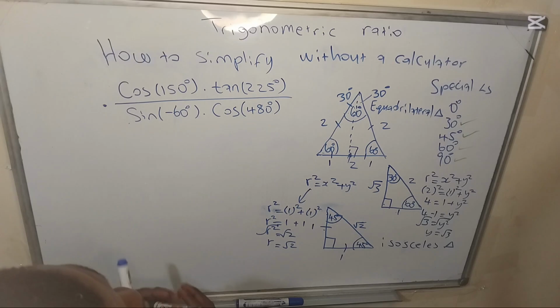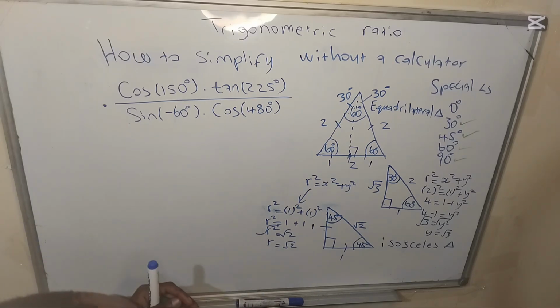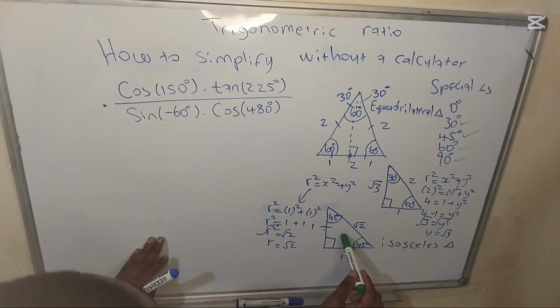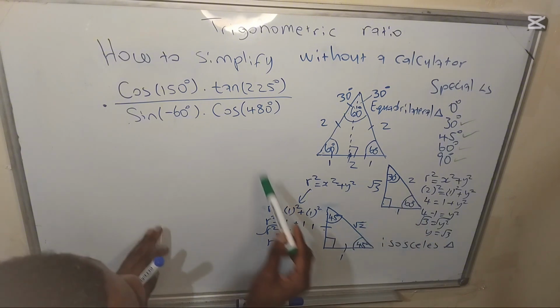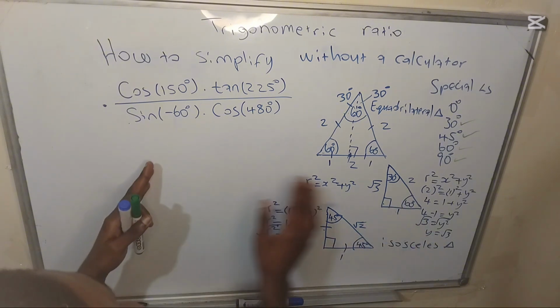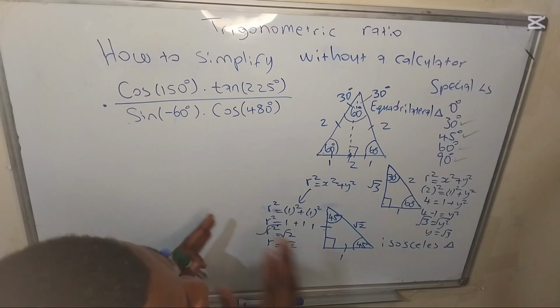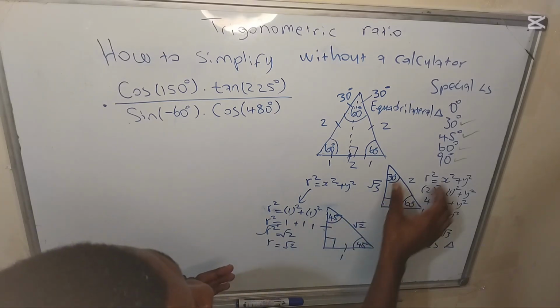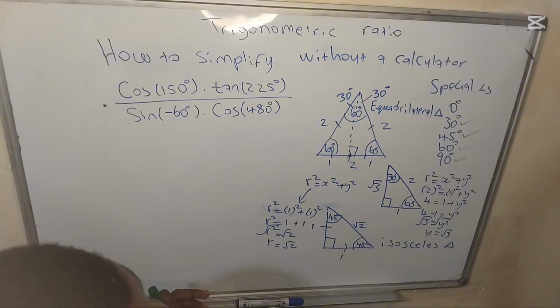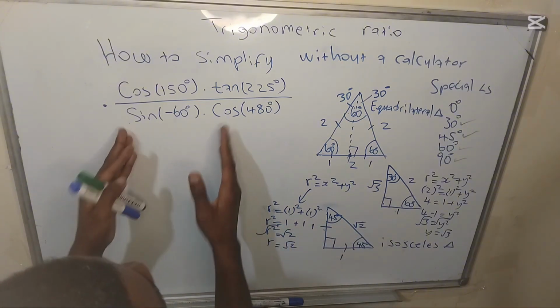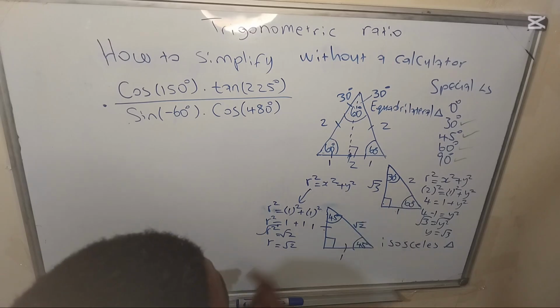So we can simplify this expression using what? Using these two triangles. Let me put it like this. We have managed to express our angles in the form of what? In the form of triangles. Then now we can simplify this expression using these two triangles.